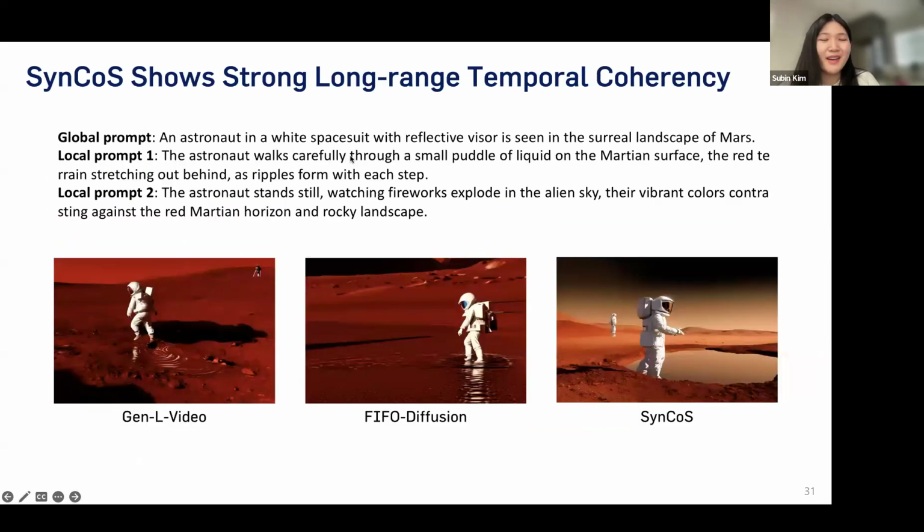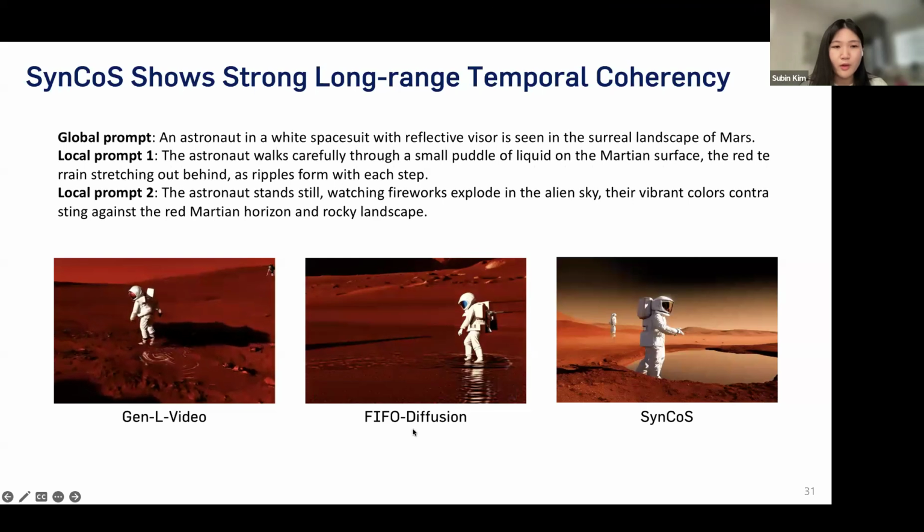Yeah, so by doing so, our framework shows strong long-range temporal coherence. When we have a global prompt that is applied to two distinct local prompts, which is an astronaut in a white spacesuit with reflective feature, there are two local prompts to control the long video. The first one is the astronaut walks, and the second one is the astronaut stands still.